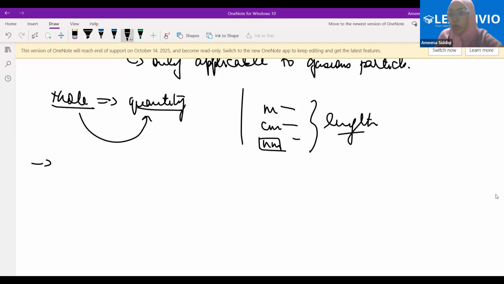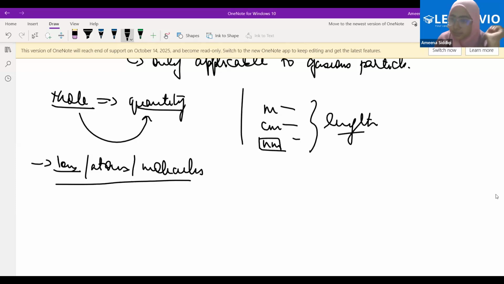Fine. Now, quantity of what? Mole measures particles. What are particles? The constituents of a particular thing. If I say, are ions particles? Yes. Are atoms particles? Yes. Are molecules particles? Yes. Are compounds particles? No. What are the particles for a compound? That's molecule. Good. So basically, mole can measure anything. Mole can measure the ions, the atoms, the molecules, anything.